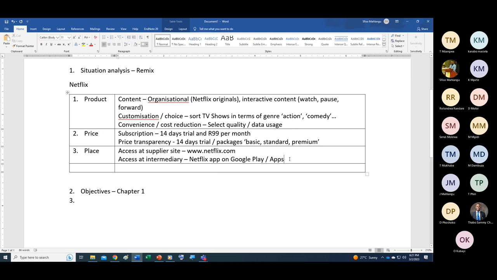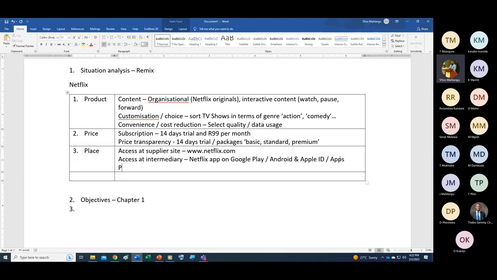So maybe we can also be as transparent as possible about our operating system. This will be Google Play or Android, for example. And the other one, obviously, it will be maybe using Apple ID, so that a person understands what our intermediaries are for us to have people access the movies.